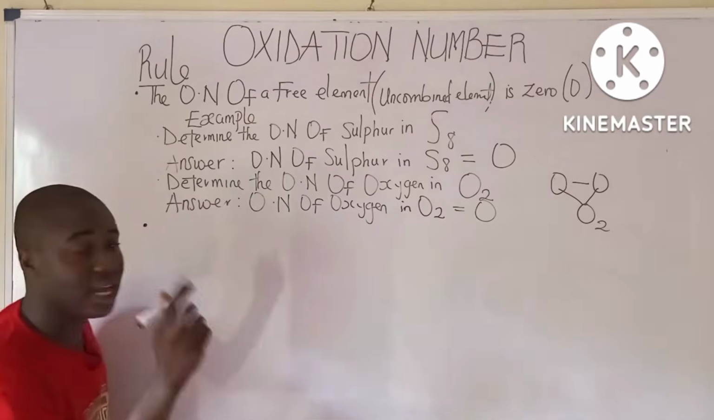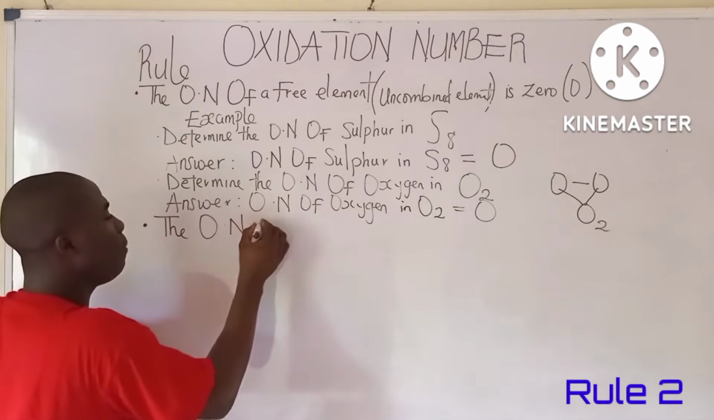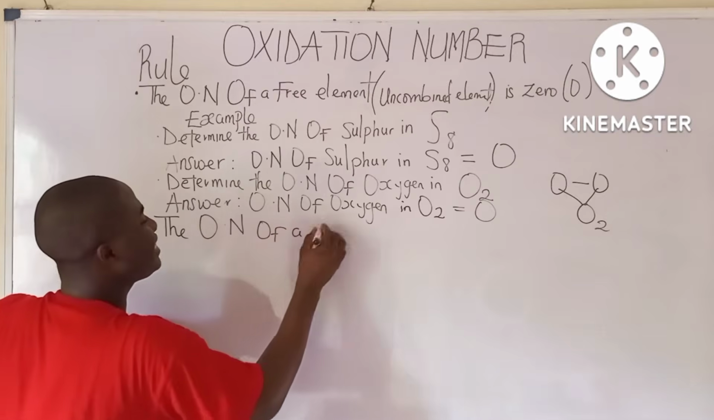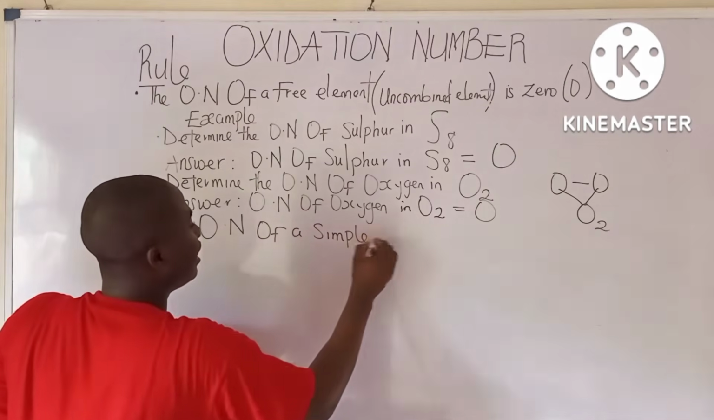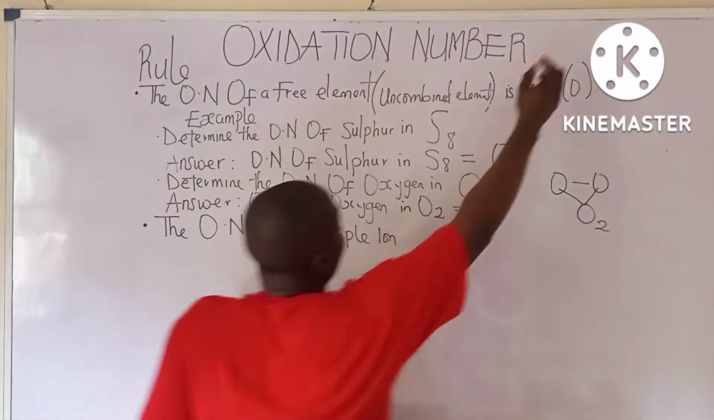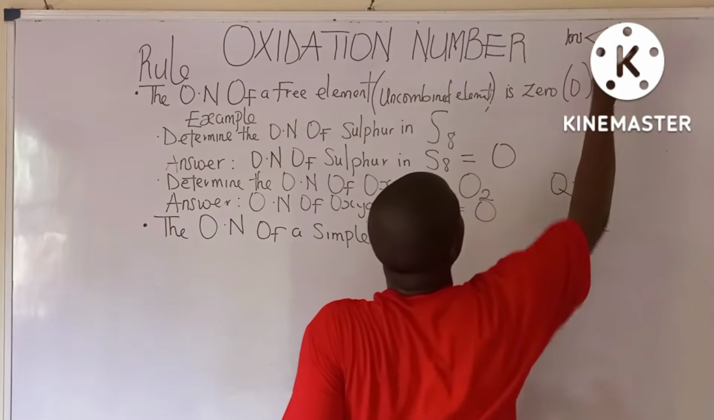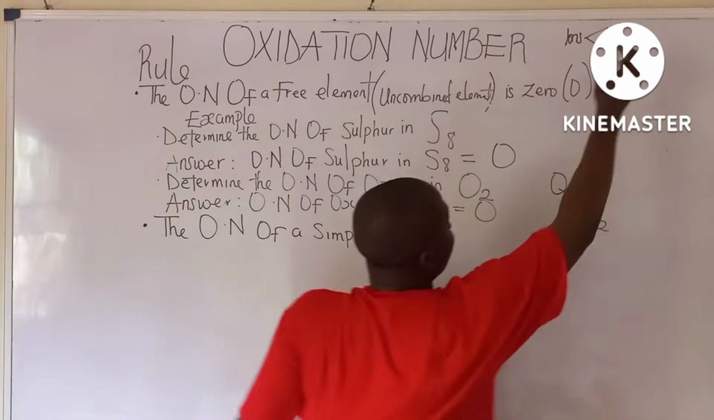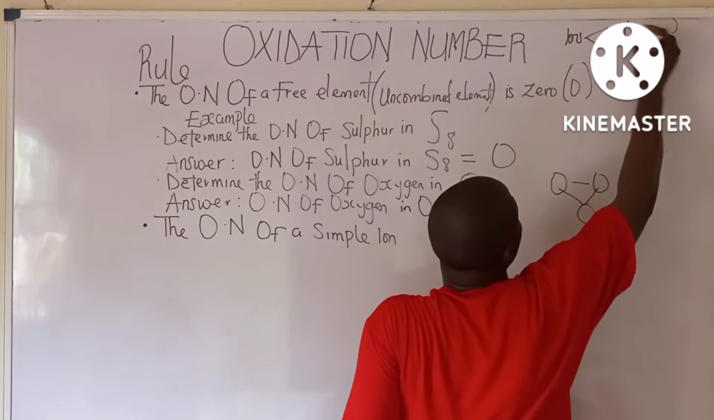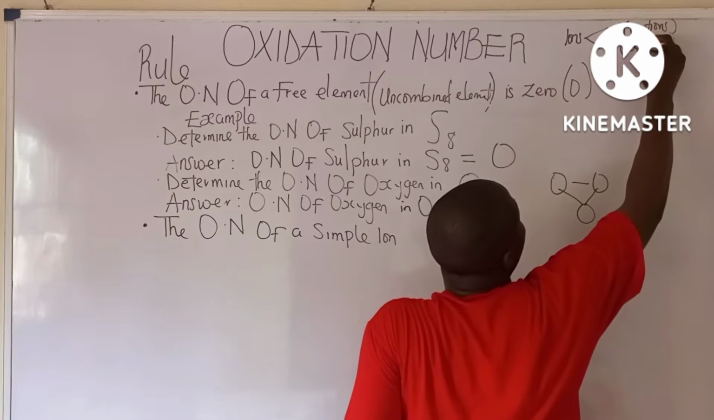The second rule says the oxidation number of a simple ion. Recall, ions are of 2 types. We have positively charged ion and negatively charged ion. Positively charged ions are called cations, and negatively charged ions are called anions.